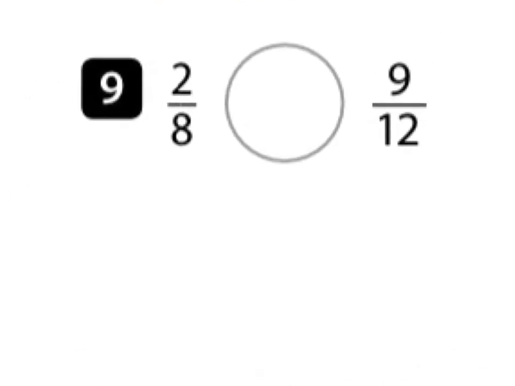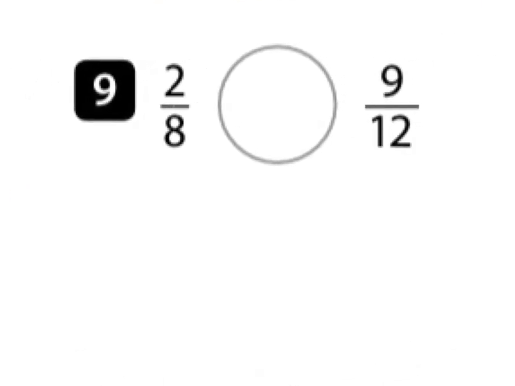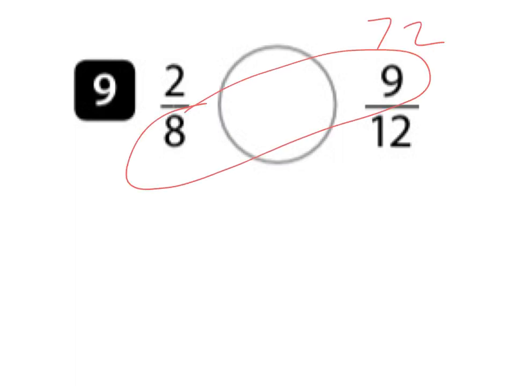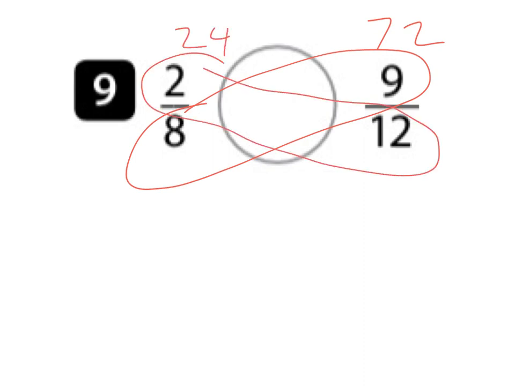Alright, number 9, you have 2/8 compared to 9/12. On this one I'm going to use the butterfly. 8 times 9 gives me 72. 2 times 12 gives me 24. And I know that 24 is less than 72. So 2/8 is less than 9/12.